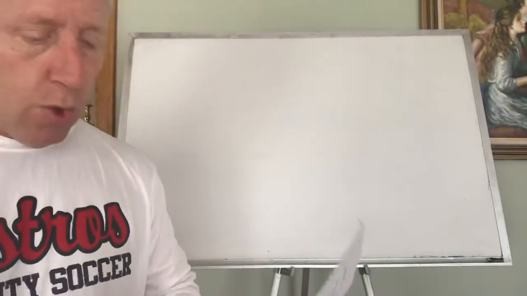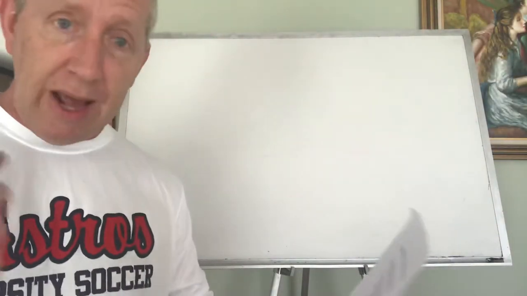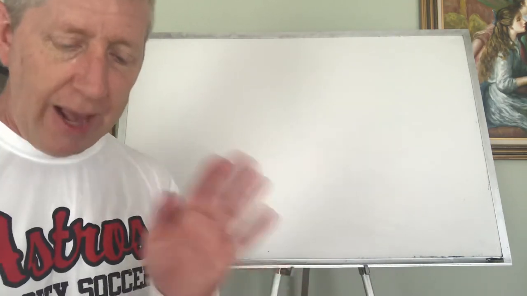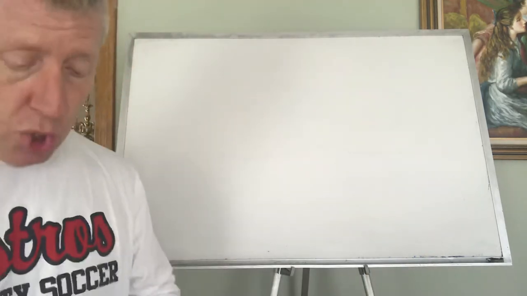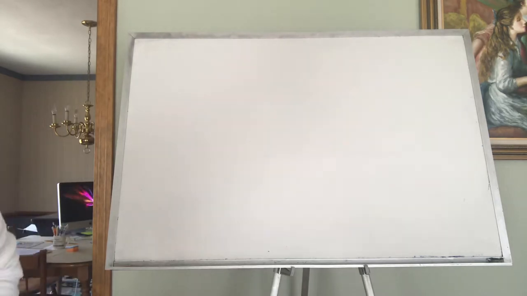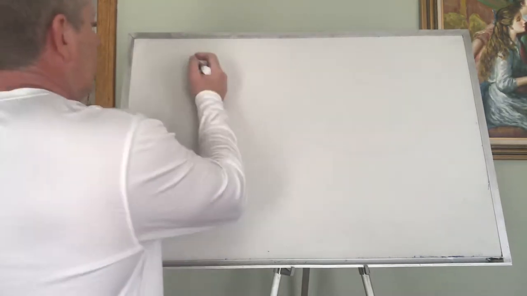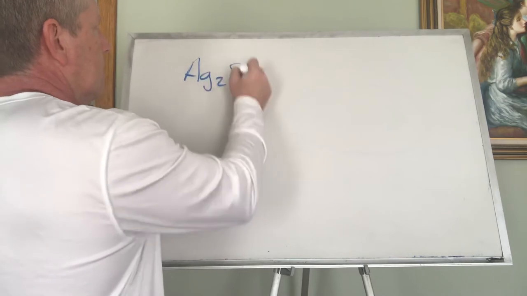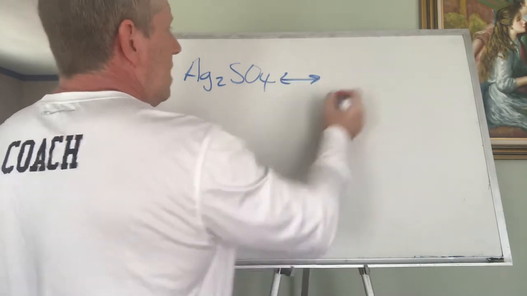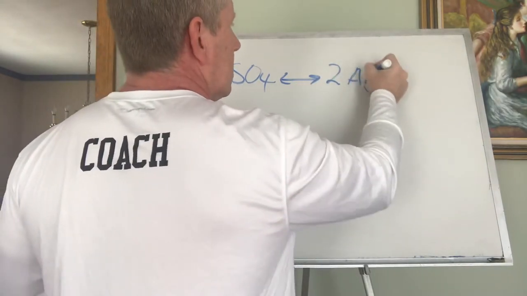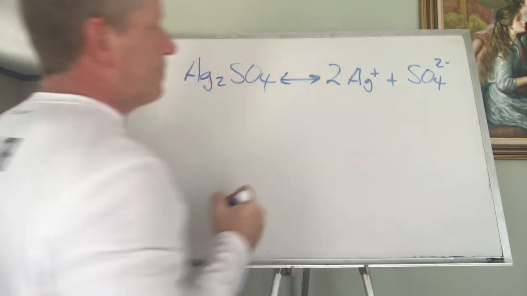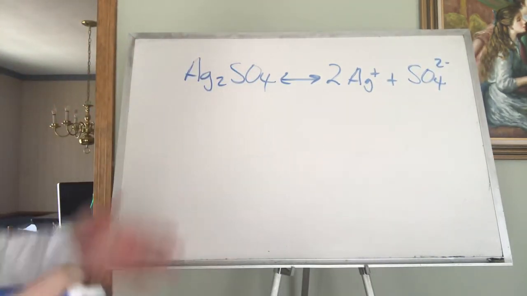All right, last question. Which of the following will be more soluble in an acid solution than in pure water? So here, let's look at B first. We have silver sulfate. This is the one I actually had up here earlier. So silver sulfate, insoluble salt, breaks down, forms silver and some sulfate ion. Okay, so that's what it does in water.